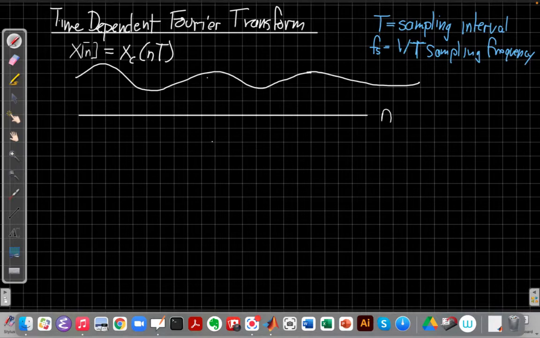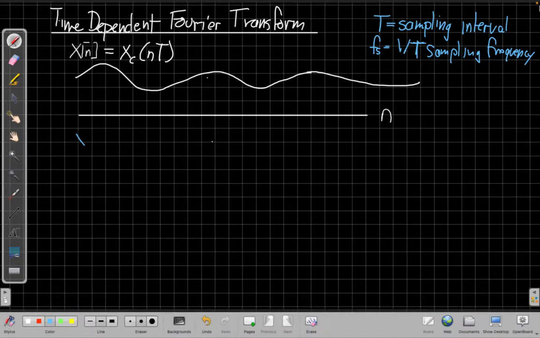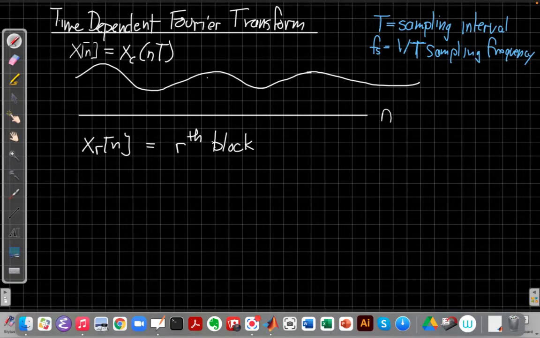So I'm going to think about breaking it up into blocks that I'll label x sub r of n, where x sub r means this is the rth block indexed on n, and we're going to assume each block has its own time counter starting from 0. So each block will have capital N samples indexed from 0 to N minus 1.